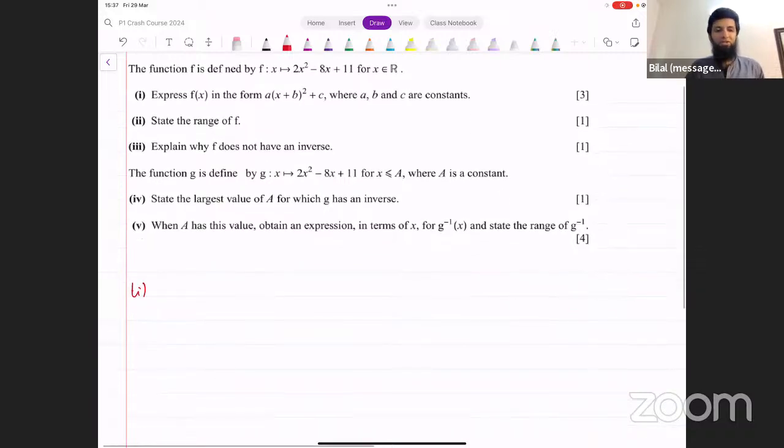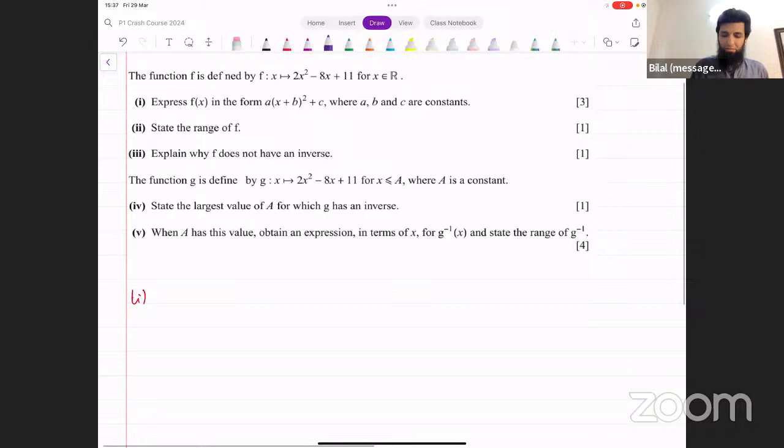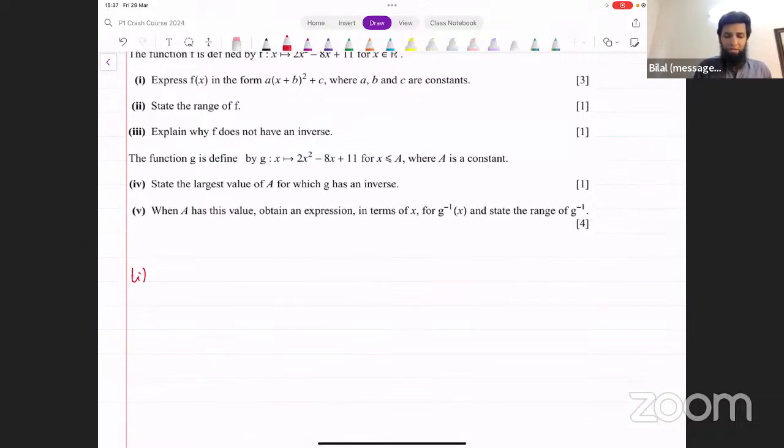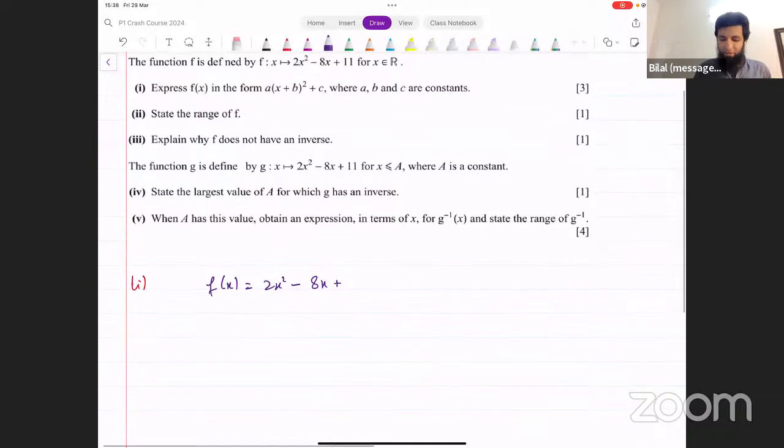Okay, so it says the function f is defined by f of x equals 2x squared minus 8x plus 11, where x is a real number. Okay. Now, first of all, we have to complete the square. Let's do that very quickly. So this is going to give us f of x equals 2x squared minus 8x plus 11. And the domain of this function is all real values.